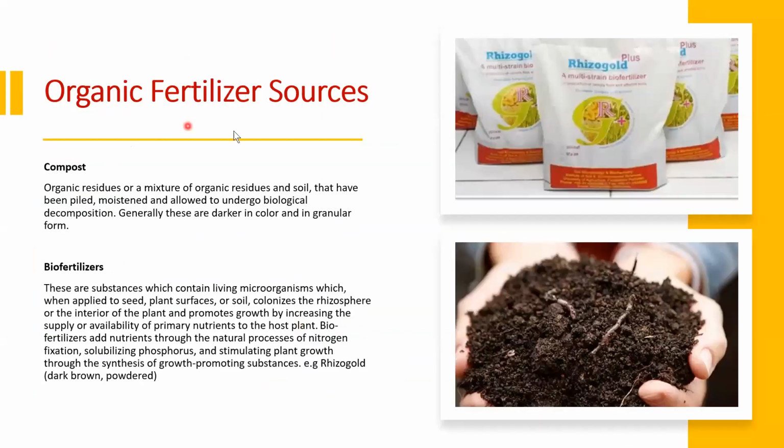Then we have organic fertilizers. We mainly have compost, and farmyard manure as such can also be used. That is also an organic fertilizer source. In compost, as we already discussed in the theory class, at proper moisture and temperature conditions, the organic matter is decomposed and has more available nutrients.